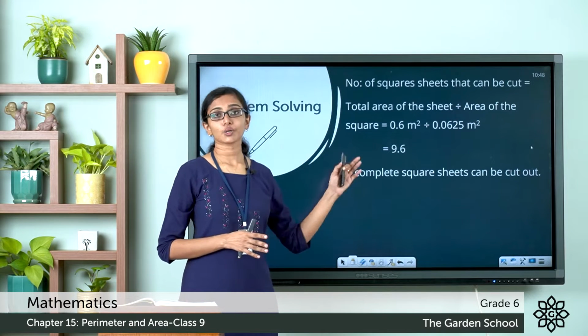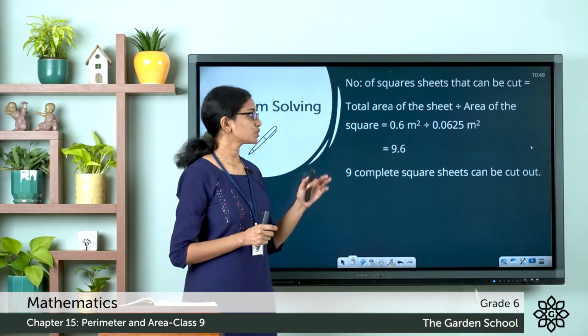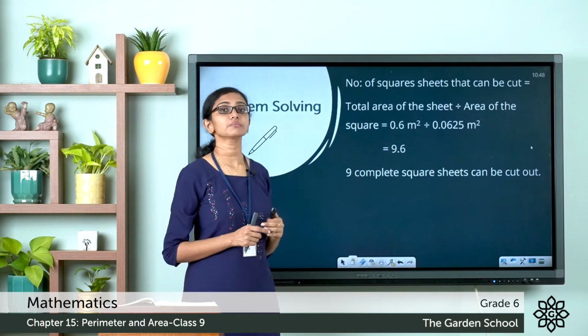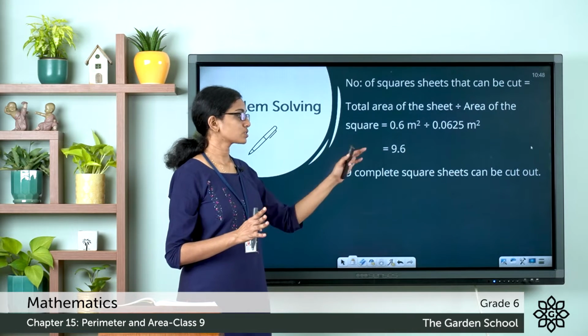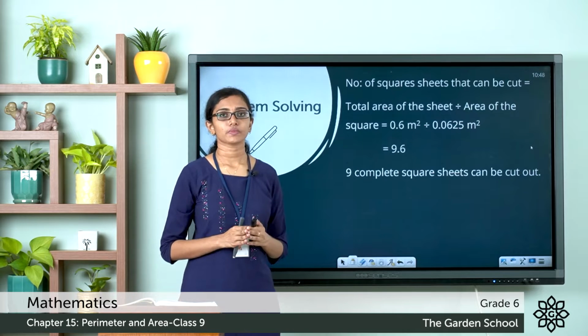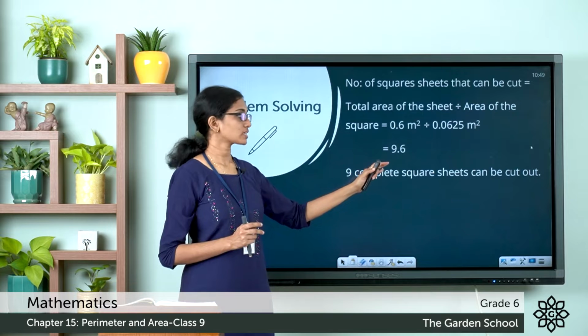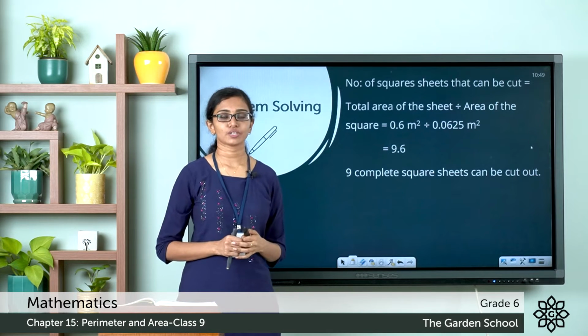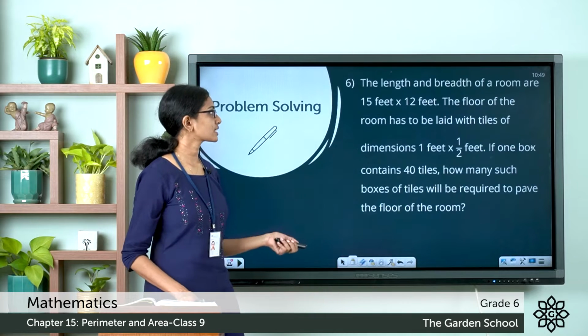Now total area is 0.6 meter square. The area of a single square piece is equal to 0.0625 meter square, and when you divide the two decimal numbers, you'll get the quotient as 9.6. Now this means you can cut out 9 complete square sheets from the given rectangular sheet. So I hope this is clear to you. Now let's move on to the next question.